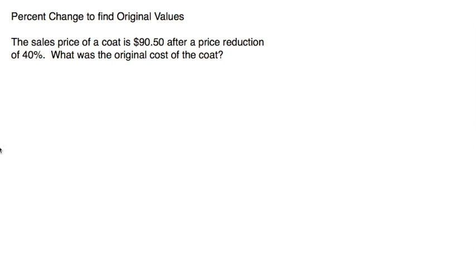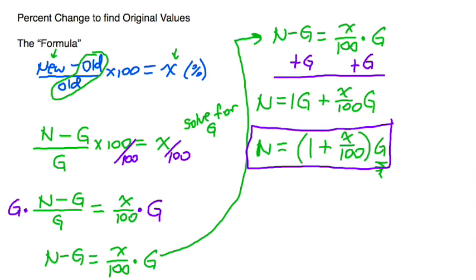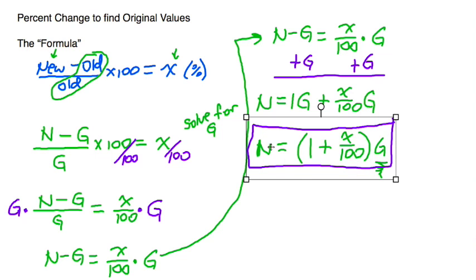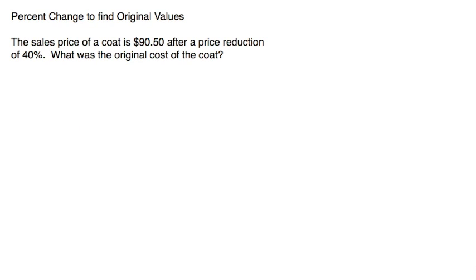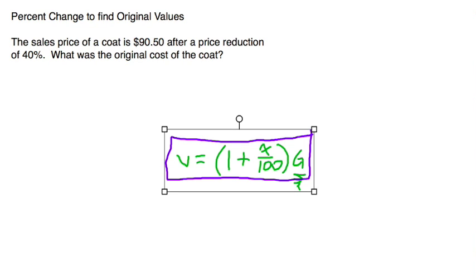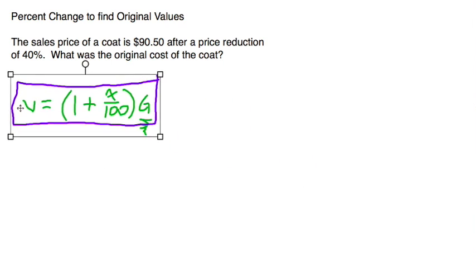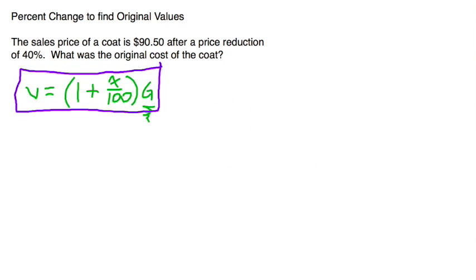This one. Let's go back here for a second. I want to steal that. Copy. Use that formula here. Alright, so we get n equals parentheses 1 plus x over 100 times g.